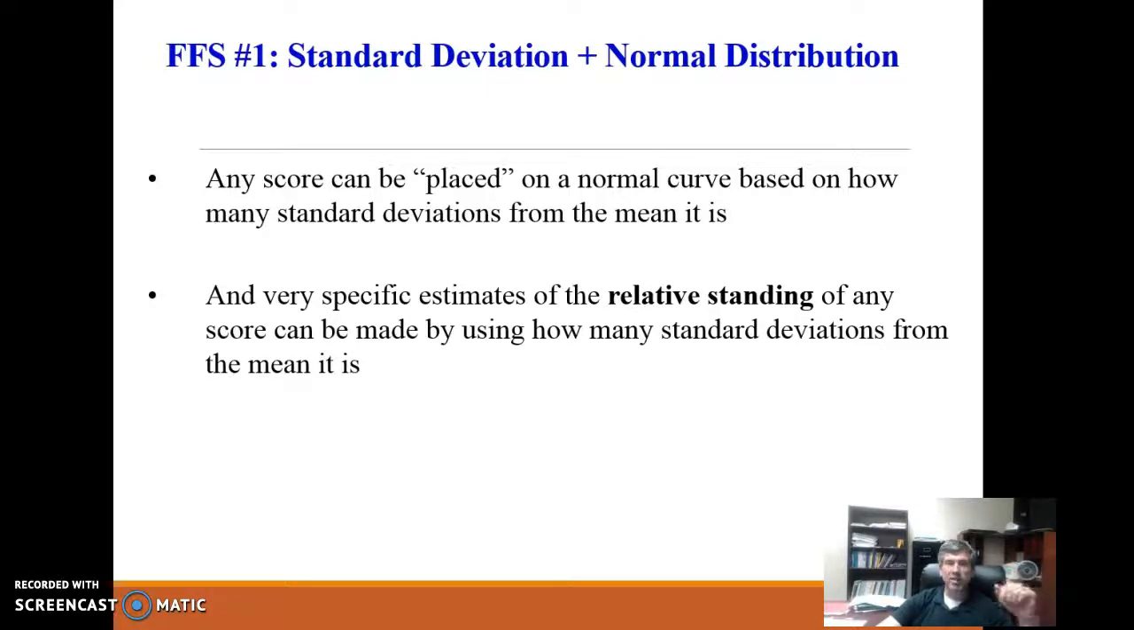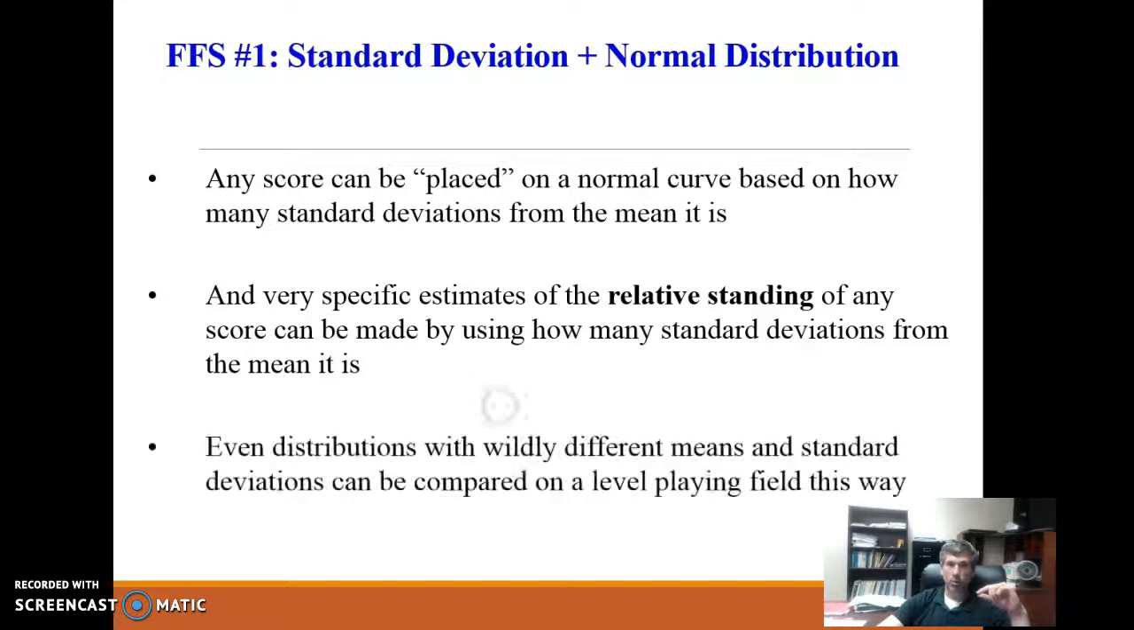If I know how many standard deviations away from the mean it is, because of the way the normal curve works, I can make very precise estimates of what percentage of the entire population is above or below that score, or between any 2 scores. Again, I can do this because of the standardization, the precision of that normal distribution. So this gives us a level playing field. Can't overstate how important this is.